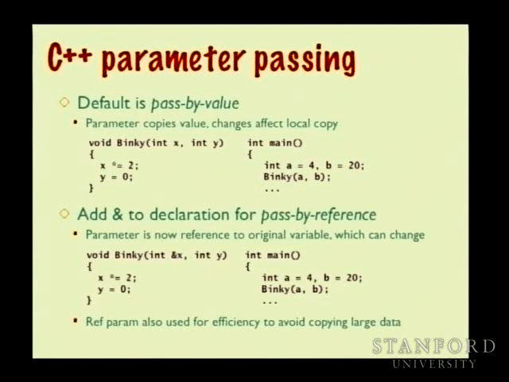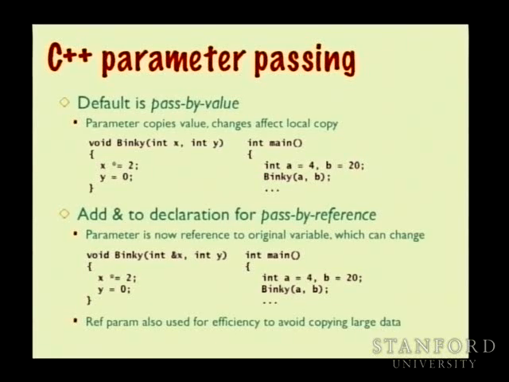If I have a function here, binky, with int x and y, and in the body it tries to double the value of x and reset y to 0, and I make a call to binky with a set to 4 and b set to 20, the pass by value really means that the x and y parameters of binky are copies of a and b. They are distinct. They are new integer variables, new space, new storage, and they got their initial values by taking the current values of a and b and copying them, but changes to x and y affect binky's context only.